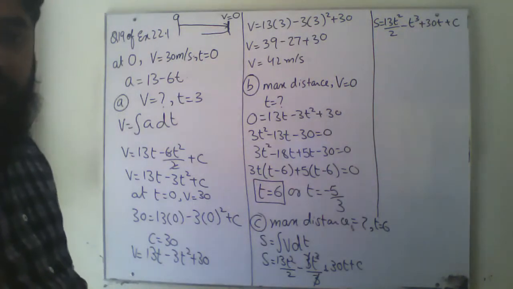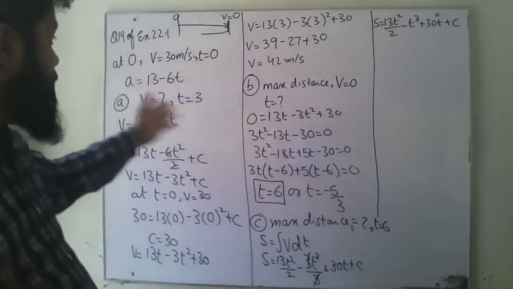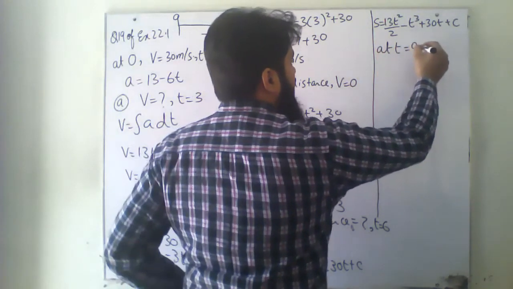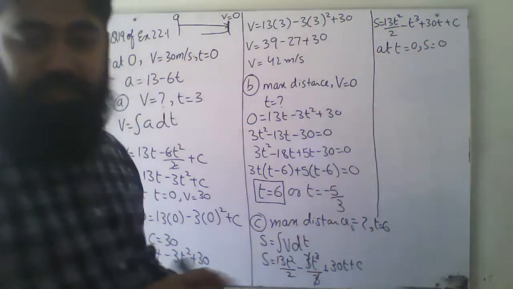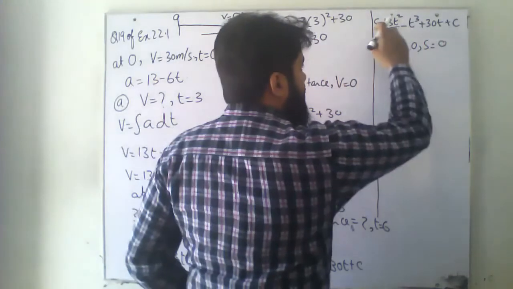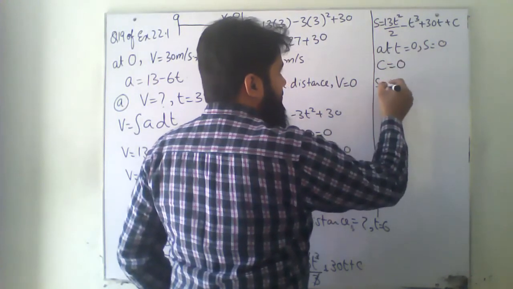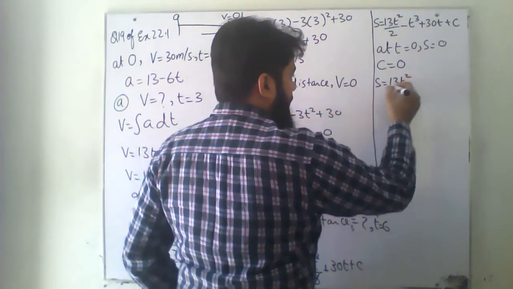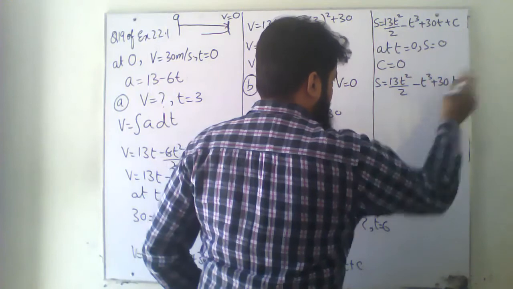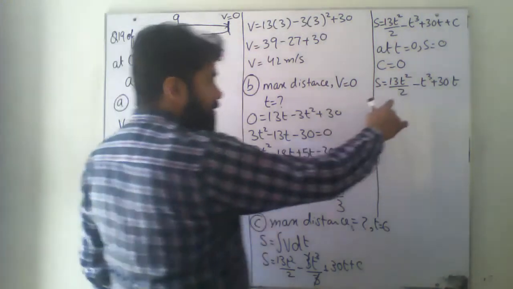Okay. Now I have to find the constant. I know that there is no information given, so it means at t equals to 0, s is also equal to 0 over here. So when I am going to put these two things over here, the value of c will also become 0. So s equals to 13t square over 2 minus t cube plus 30t will be the equation of s. Now I'm going to put this value over here.